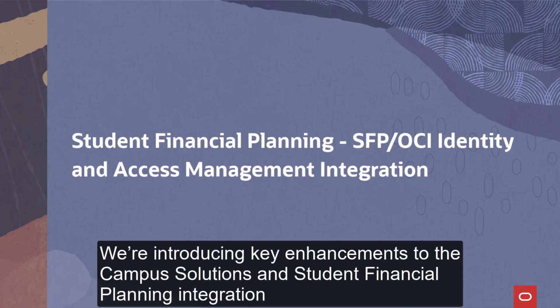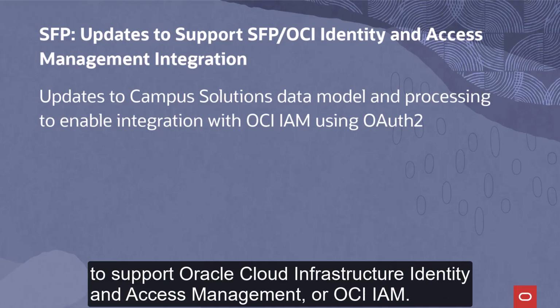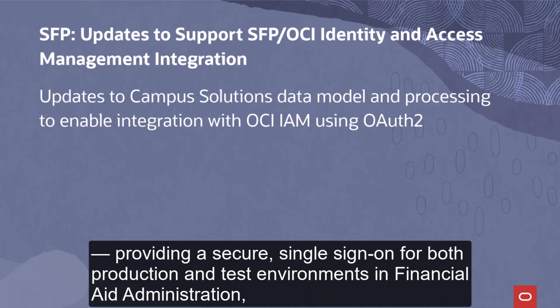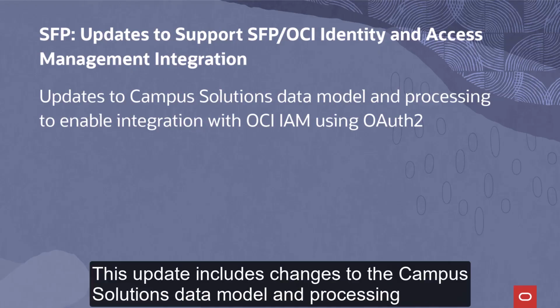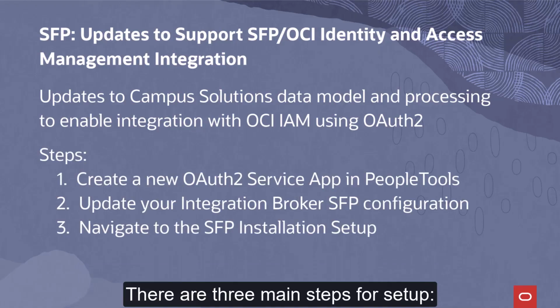We're introducing key enhancements to the Campus Solutions and Student Financial Planning integration to support Oracle Cloud Infrastructure Identity and Access Management, or OCI IAM. With OCI IAM, institutions now have stronger, centralized controls for user access, providing a secure, single sign-on for both production and test environments in financial aid administration, as well as student and parent self-service. This update includes changes to the Campus Solutions data model and processing to enable secure integration with OCI IAM using the OAuth 2 standard. There are 3 main steps for setup.